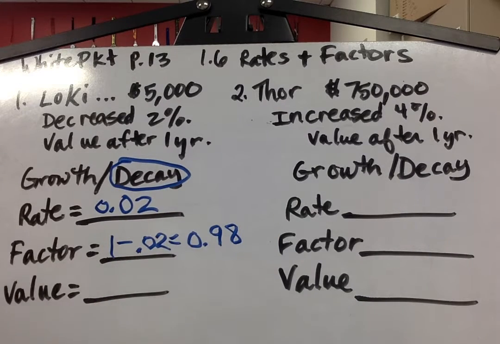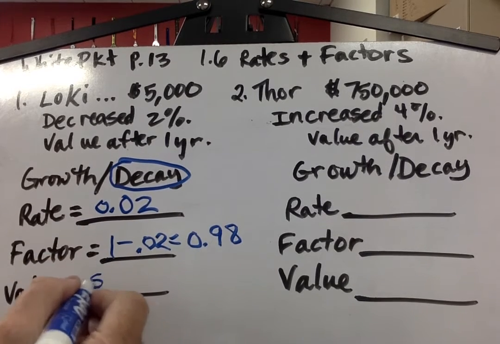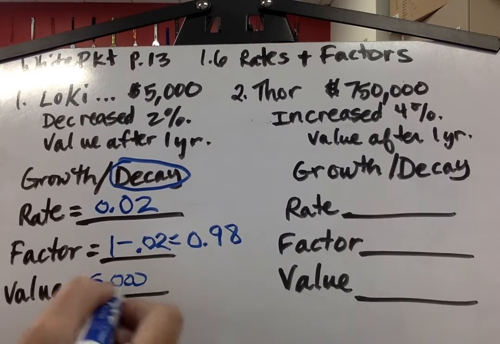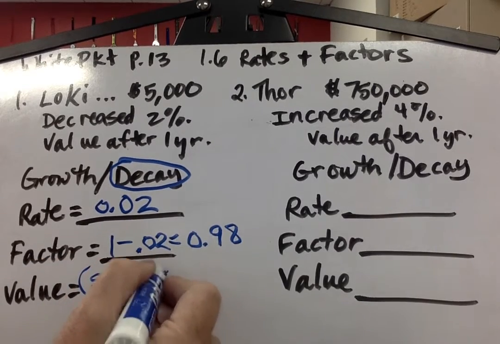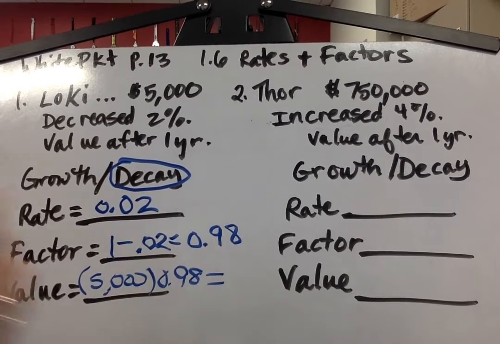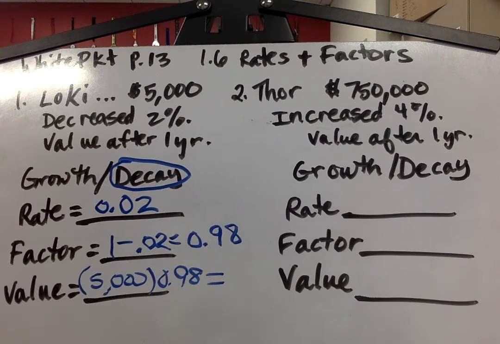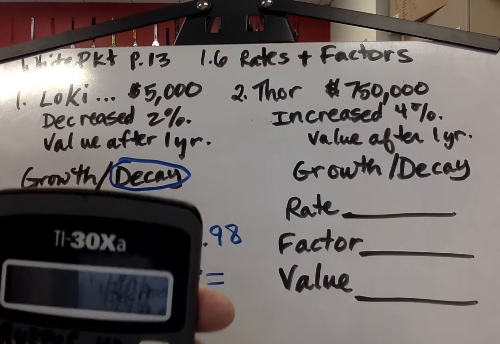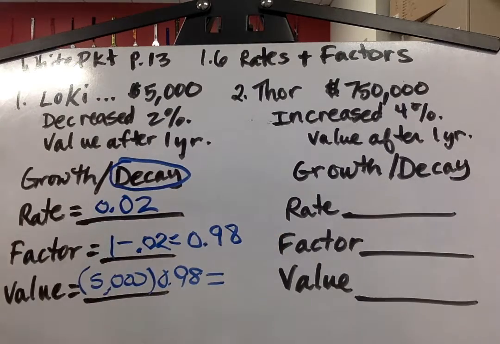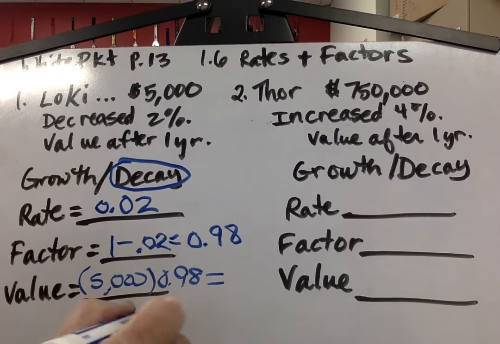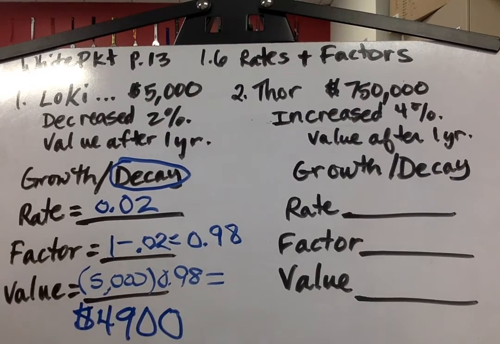Now the value, how much is the value? It's gone down a little bit in a year, so we take 5,000 and we multiply it by the factor. So $5,000 times 0.98. Again, I want to use my handy dandy calculator here. And I take 5,000 times 0.98, and I get 4,900. Okay? So the value is $4,900.